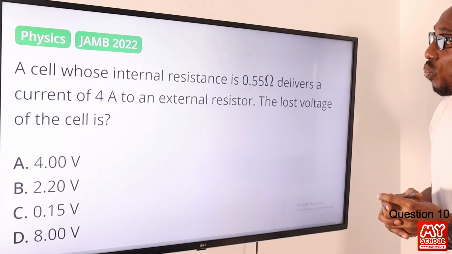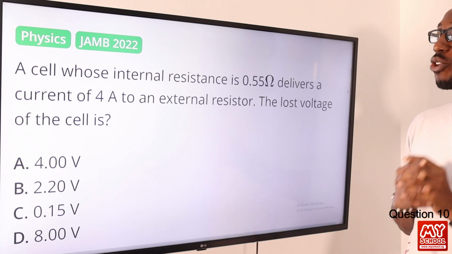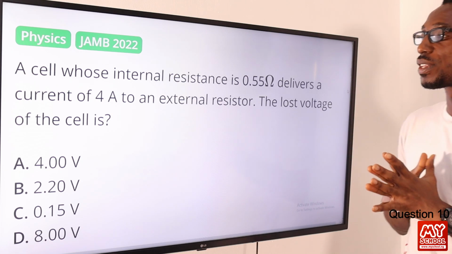10. A cell whose internal resistance is 0.55 ohms delivers a current of 4 amperes to an external resistor. So the lost voltage of the cell is what?